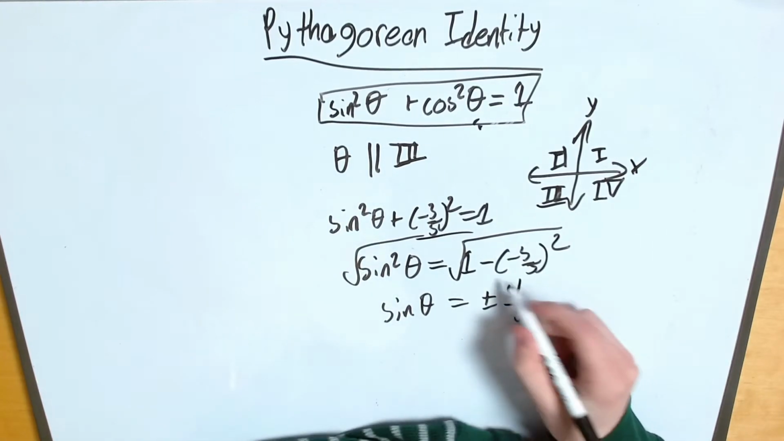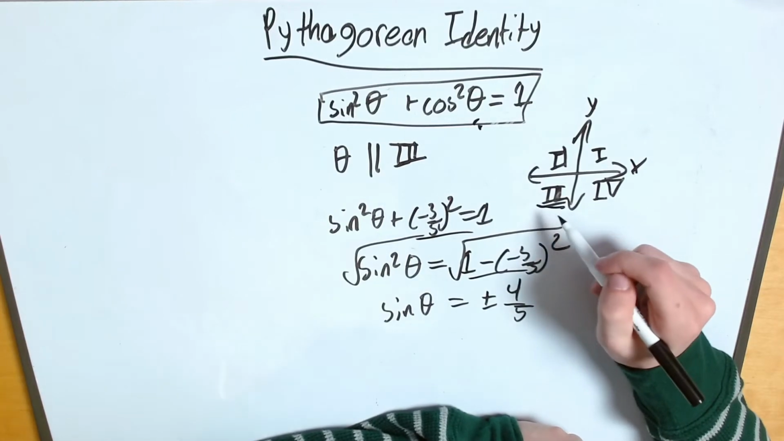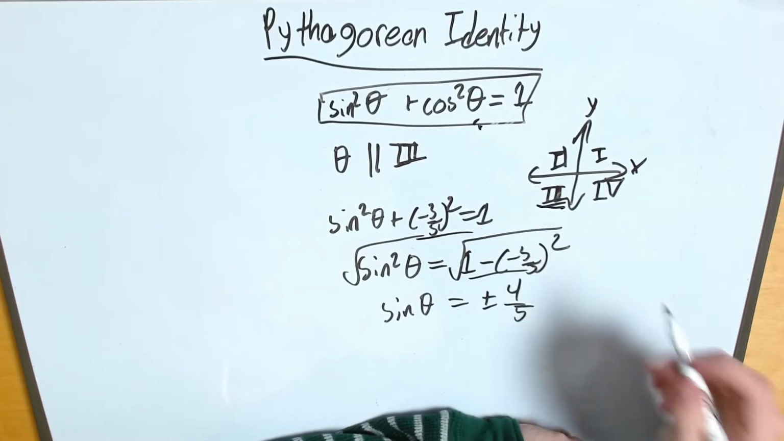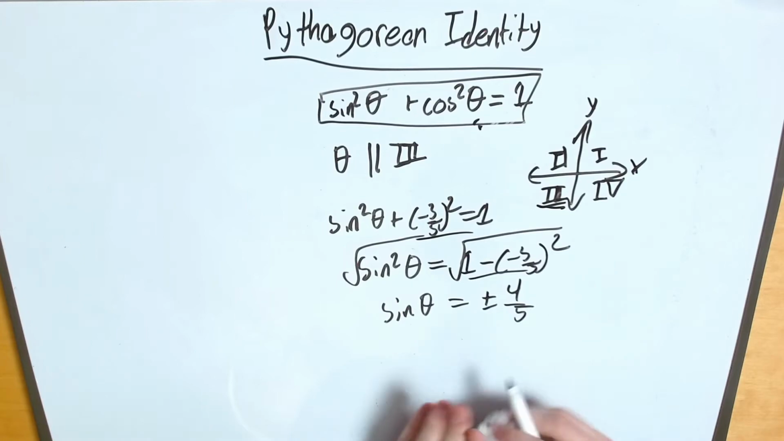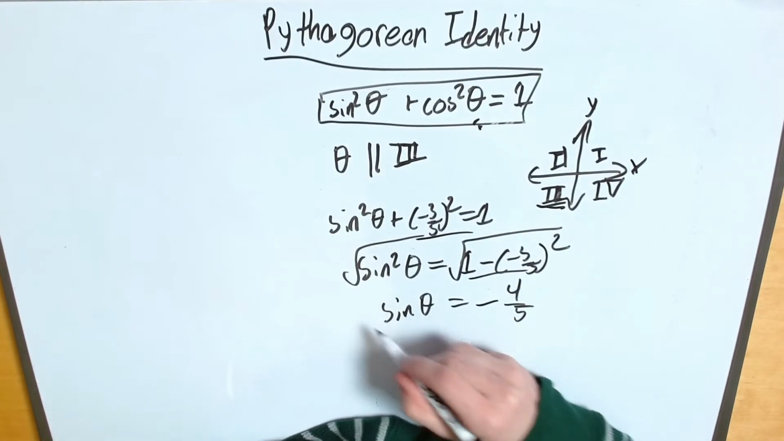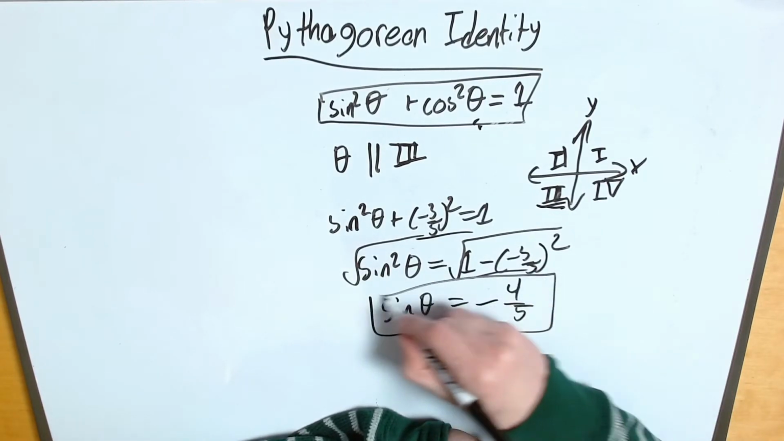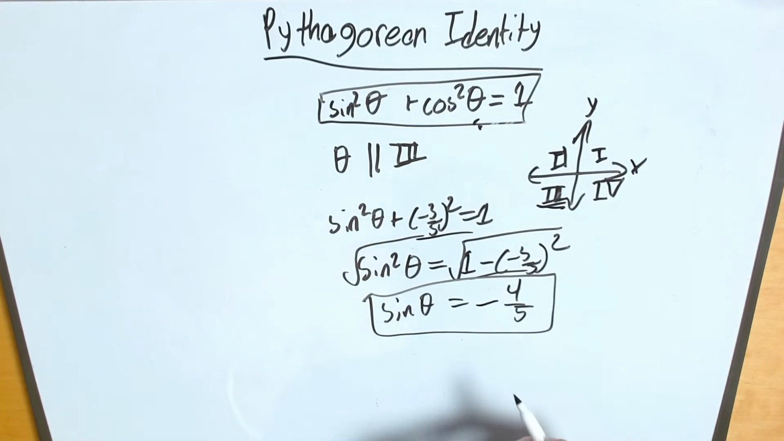4/5 after simplifying this. However, since we know that this is in the third quadrant, where both the x's and the y's are negative, that means that all my sine functions are going to be negative. So in this case, I have negative 4/5. So for my answer, I know my sine value is going to be negative 4/5.